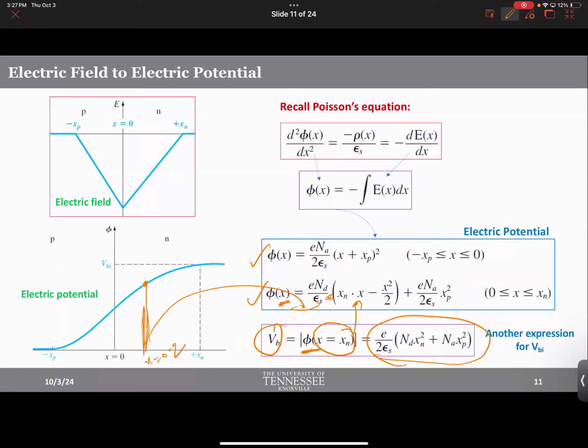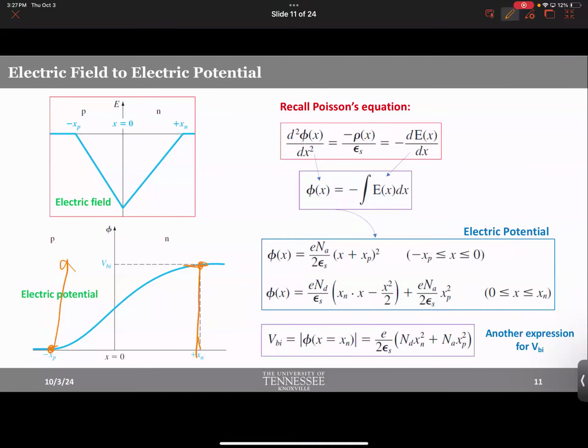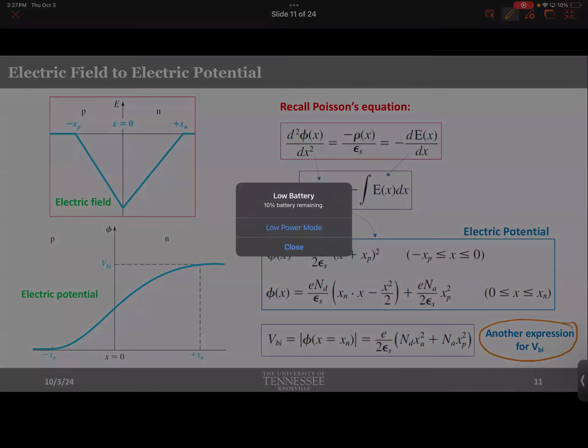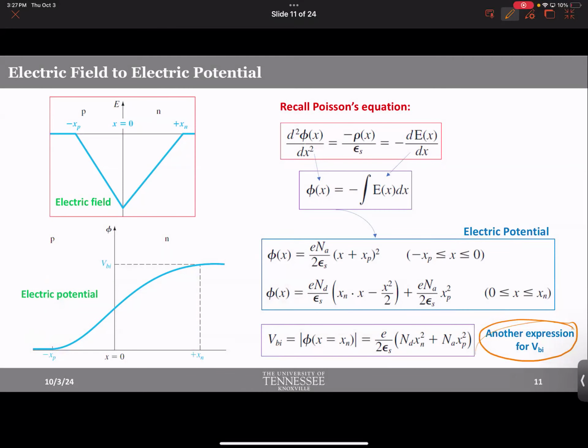If you want to find potential here, sure, tell me the value of x, I'll get it from the equation, right? For my purpose, I'm going after the built-in potential, which is basically the potential at this point, because this one is 0 already. So I just want to calculate this point. What is the x for that point? xn. So I'm going to just replace x equals xn, and whatever expression I get, that is going to be my built-in potential. Got it? Okay. So there you go. You have another expression for VBI, which is interesting.